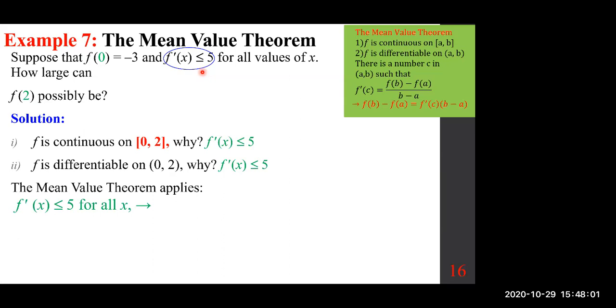Therefore, if I write this one, f of b minus f of a over b minus a, or I write this one, it doesn't matter. If I write the right side of this, it must be less than or equal to 5. I hope you realize that. So one more time. Because f prime is less than or equal to 5, and because f prime equals f of b minus f of a over b minus a, then this expression must be less than or equal to 5. So what is f of b?